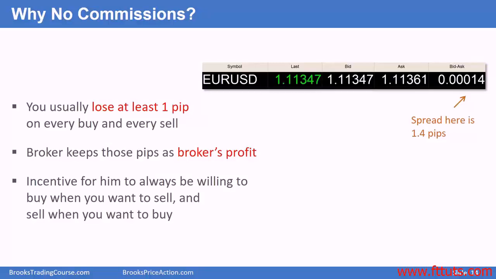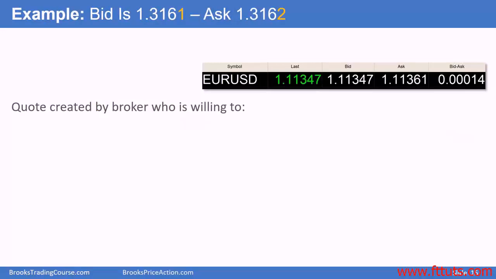He is always going to be willing to buy from you when you want to sell. He's always going to be willing to sell to you when you want to buy, because he makes money on every transaction. Okay, here's an example.